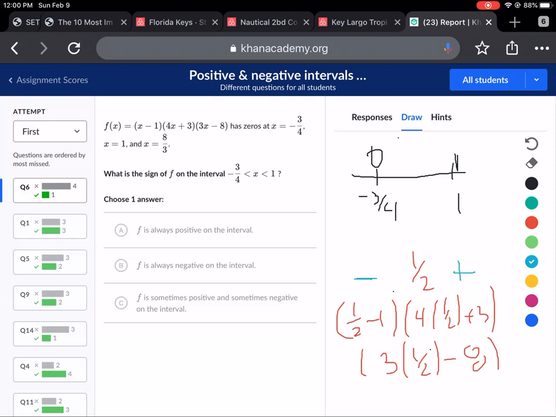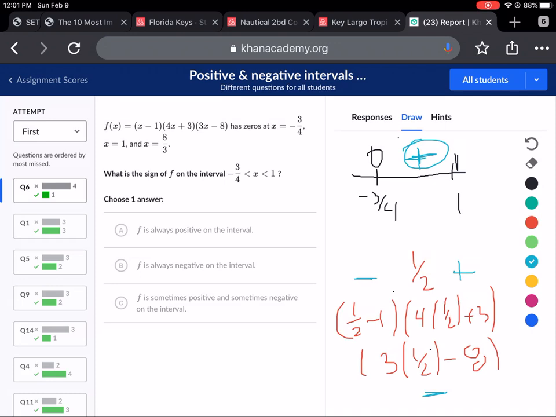And this last one's a little bit trickier. 1/2 of 3 is 1.5, minus 8, that's a negative. So it's going to be a negative times a positive times a negative, which is going to be positive. So it's going to be a positive answer in between there. Whatever that value is, it doesn't matter, it's always going to be positive, because there's no other zeros. There'd have to be another 0 between those 2 points, and there's not.